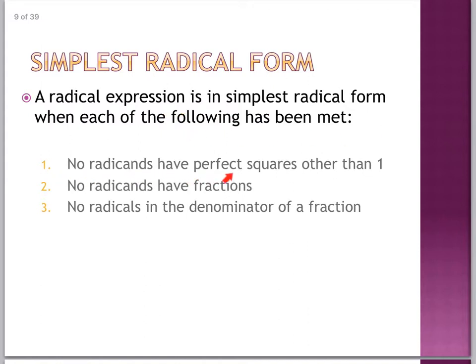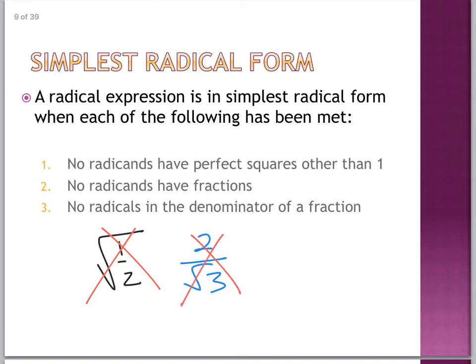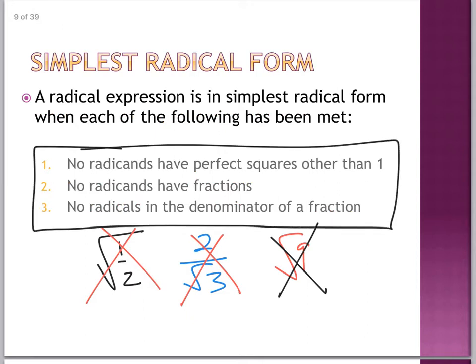No radicands have perfect squares other than 1. No radicands, remember that's the term underneath, have fractions. No radicals in the denominator of a fraction. So in other words, you can't have something like this, right? No, that is not simplest form. You can't have something like this. Not simplest form. Oh, you can't have something like this. Not simplest form. Okay? So, simplest radical form. I know it's stated as no's, but that's what it really is.